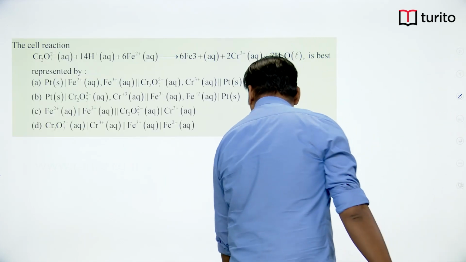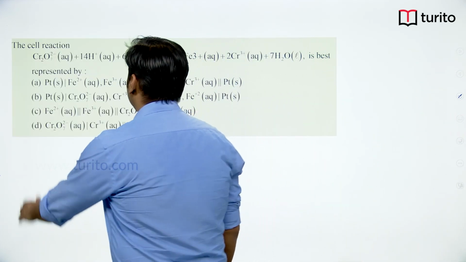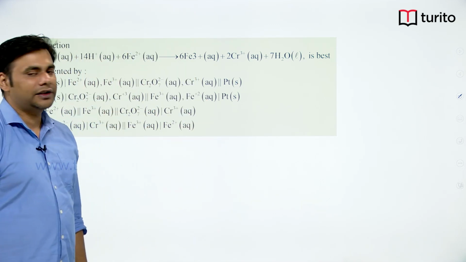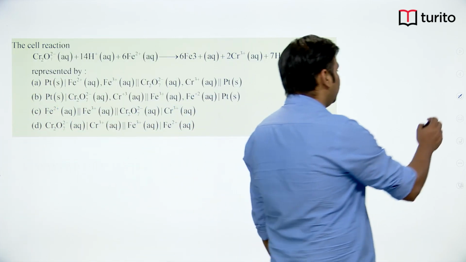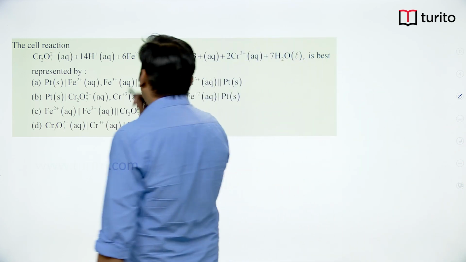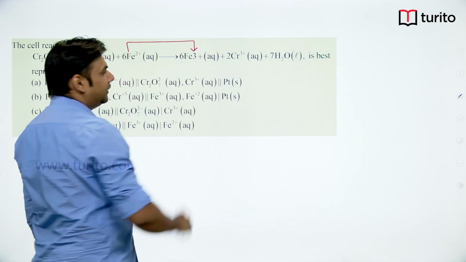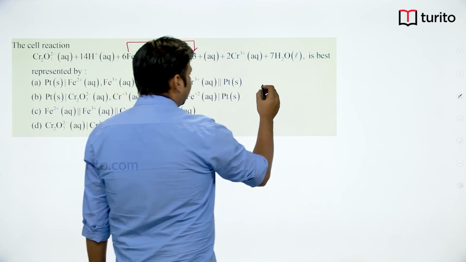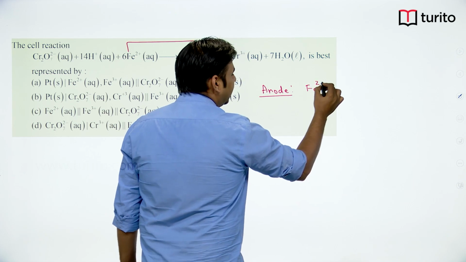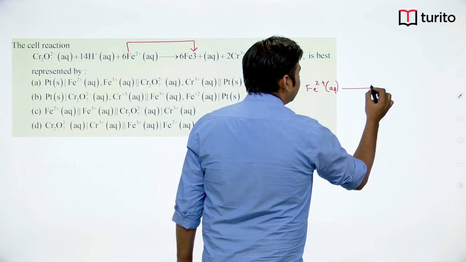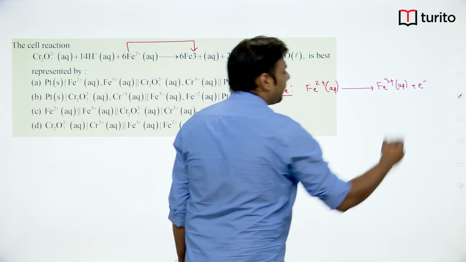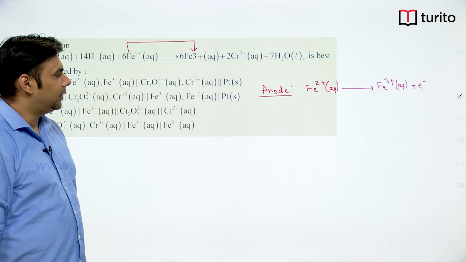Look at this reaction. It says that there is a dichromate ion reacting with H plus and iron 2 plus, changing into iron 3 plus, chromium 3 plus and 7 water. What I am going to do first is write the cathodic half and the anodic half. I can see that iron 2 plus is changing into iron 3 plus. It means that oxidation is happening. So iron 2 plus is getting oxidized into iron 3 plus. This is the reaction taking place at the anode.